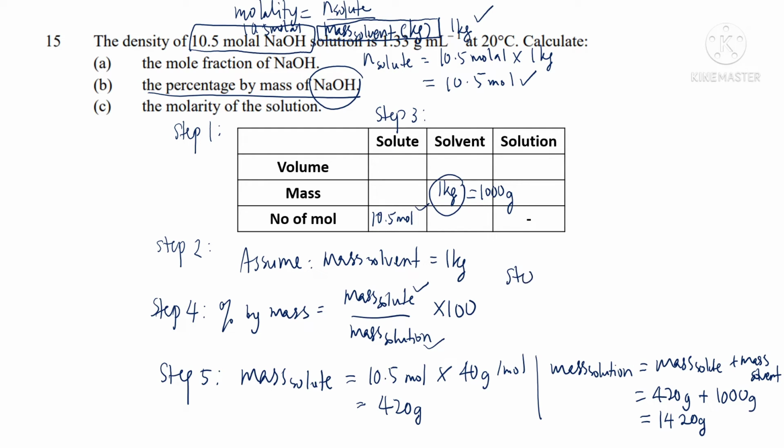Then in step number 6, we can substitute what we calculated in step number 5 into the formula. So the mass of solute is 420 gram, mass of solution 1420 gram, multiplied by 100 to give us the percentage by mass equal to 29.58%.